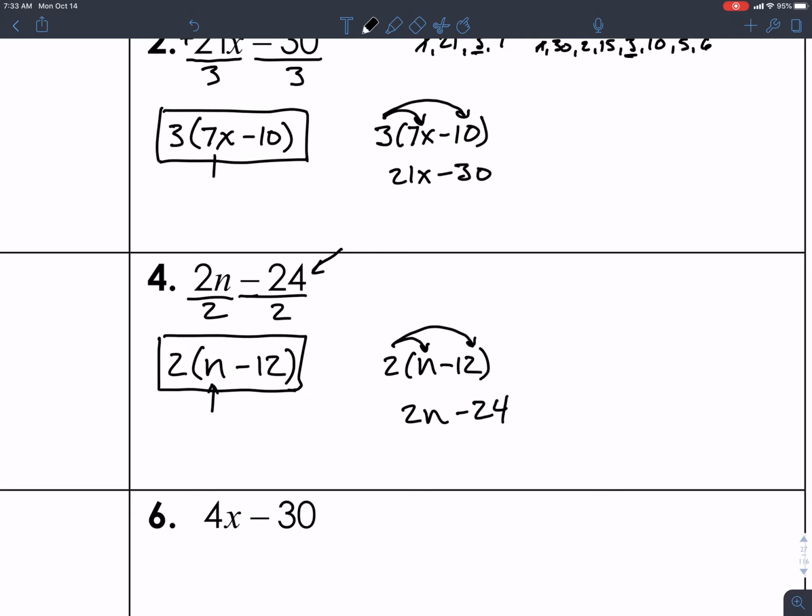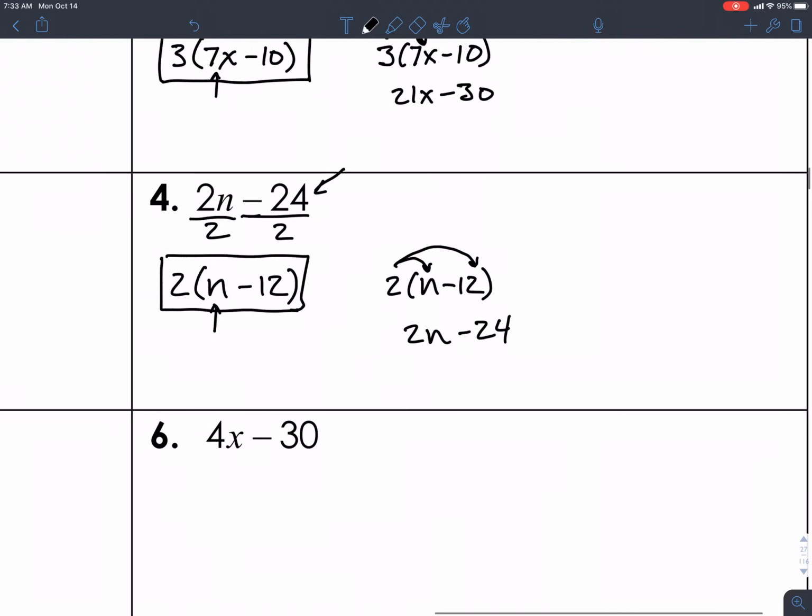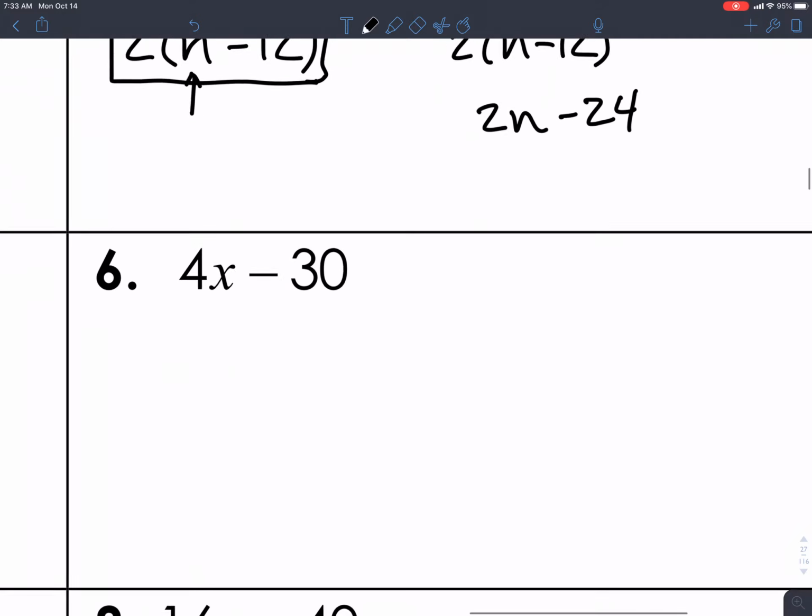And usually what you're trying to do is get this by itself, but that's not always possible because as you see up here, we had a 7 with the x. But a lot of times that's what our goal is, and you'll find that out later on when you're doing other kinds of math, that's usually what the main goal is. But so let's look at number 6.